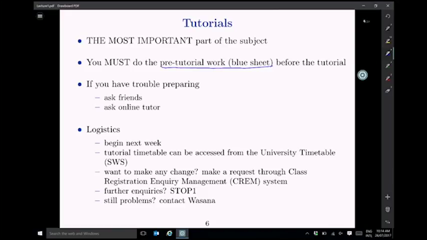This gives you the logistics of the tutorials. If you have trouble registering for a tutorial, you can go to that system. For further problems, go to step 1. And lastly, you can contact Vasana, our tutor coordinator.